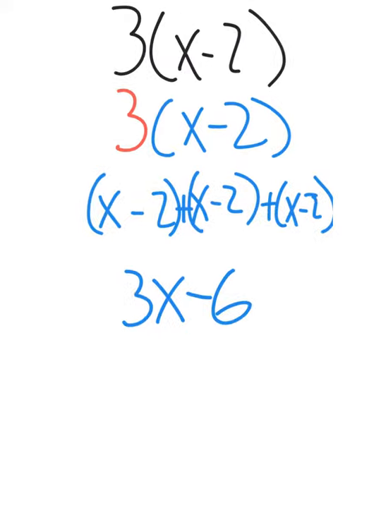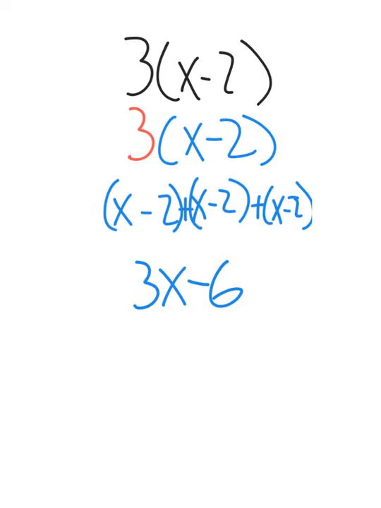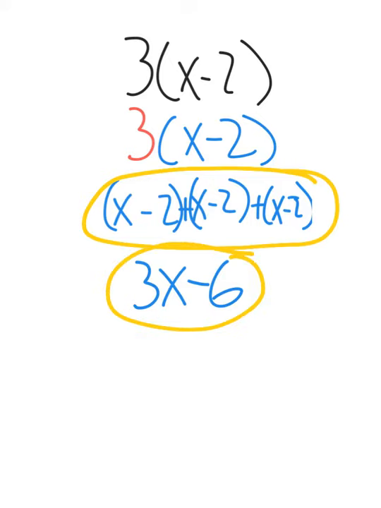Okay, so there's a 2-step process here. The first step is you're breaking it down. You're really breaking it down to this, okay? That's what you should see in your head. The second step is you combine it all together. This is why we're allowed to come up here and distribute that 3 to the x and to the minus 2.